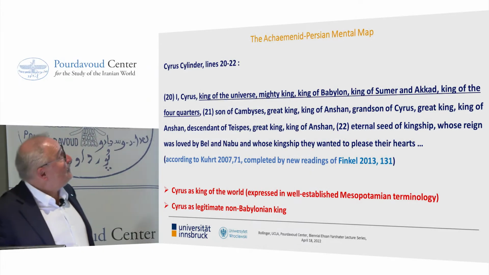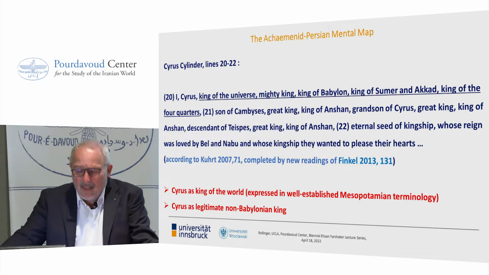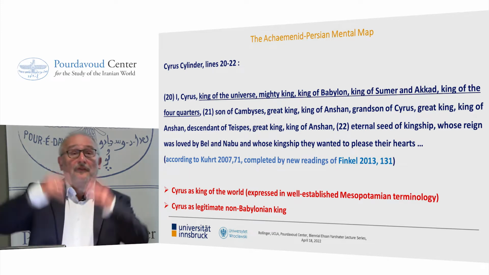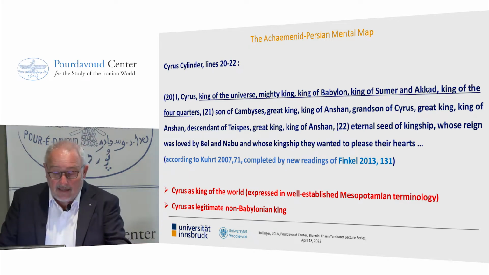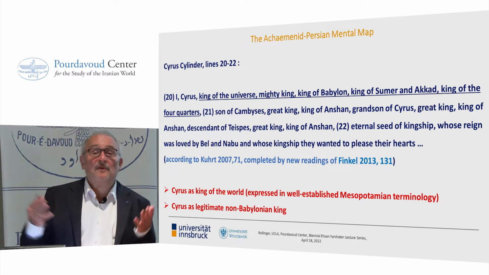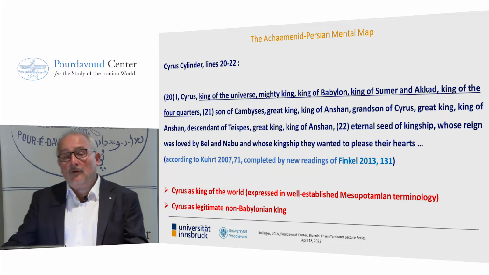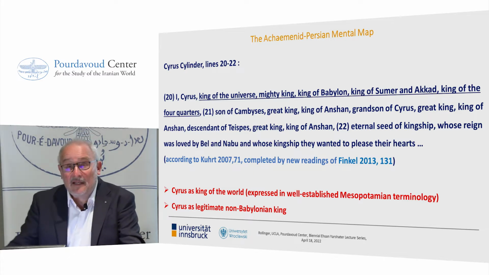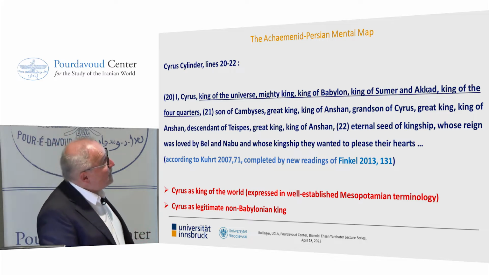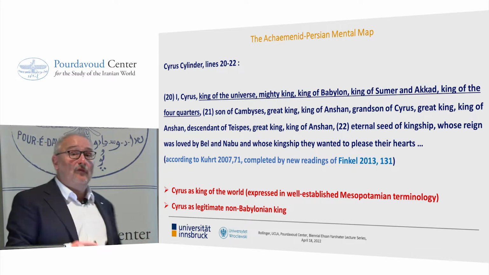So in the lines 20 to 22, we have again Cyrus introduced as king of the universe. So again, king of the totality. Mighty king, king of Babylon, king of Sumer and Akkad. Sumer and Akkad are two terms that are referring to Babylonia as such. But then, moving out from the Babylonian perspective into the perspective of world rule, king of the four quarters.